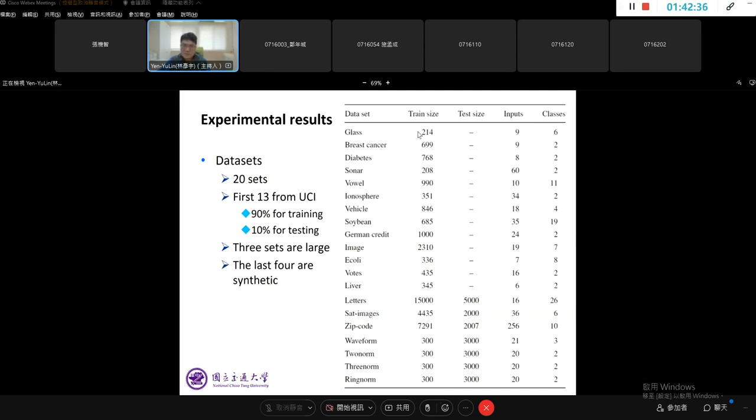Okay, so in this table, we also summarize the size of training data, the size of testing data, the number of attributes or number of features, and the number of data classes. In the first 13 data sets, they are from UCI. So we randomly select 90% of the data as training, and 10% of them are used for testing. Let's analyze the result.